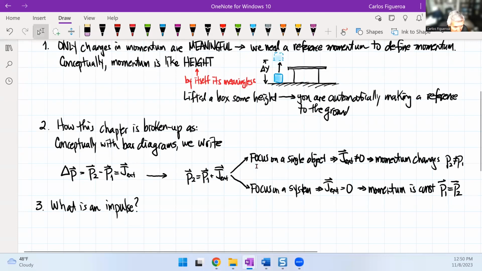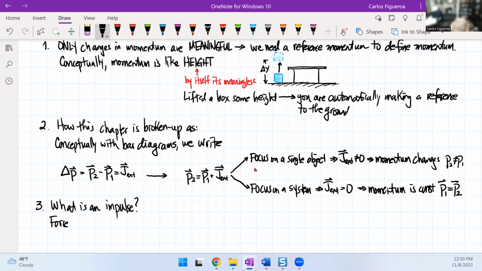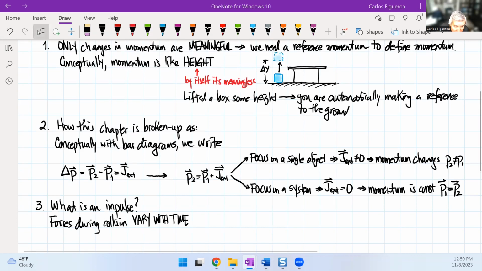And what we found with an impulse here is that forces during collisions vary with time. So it's not a constant force, it's a variable force.